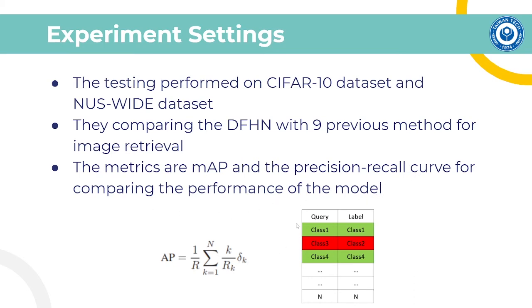So for doing that, they use the query from the output of the model, and they compare it with the label. And for the AP, for each row in this result, the delta here will be 0 if the label and the query are different. And so if more and more classes are not represented in the same row, the AP will be lower.